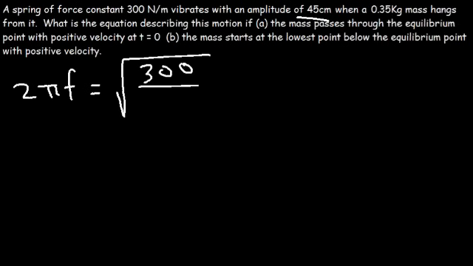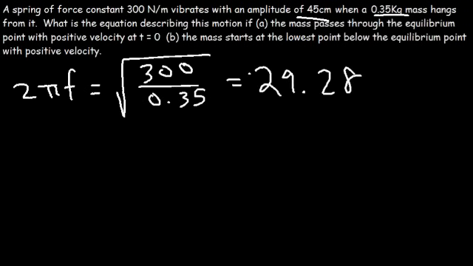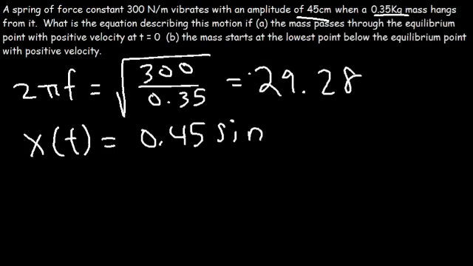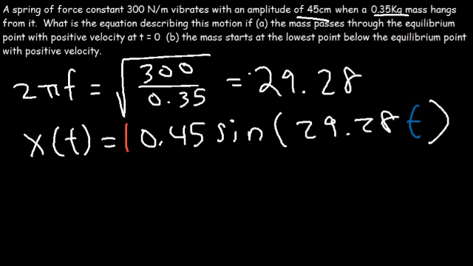K is 300. The mass is 0.35. 300 divided by 0.35 is 857.1. If you take the square root of that, you should get 29.28 or 29.3. Therefore, the position function is going to be A, which is 0.45, times sine of 2 pi f, which is 29.28, times t. And this is positive 0.45.